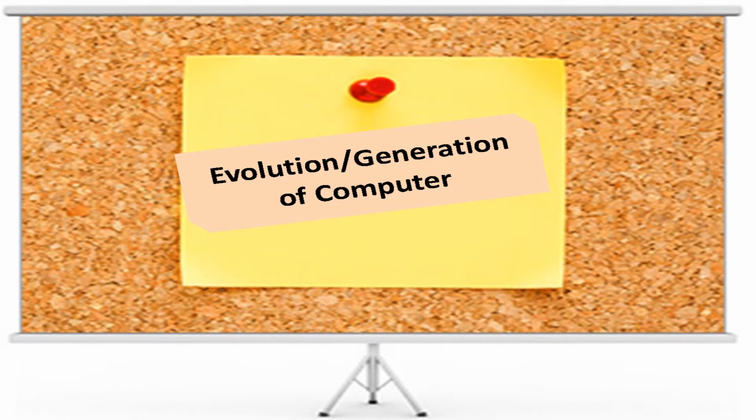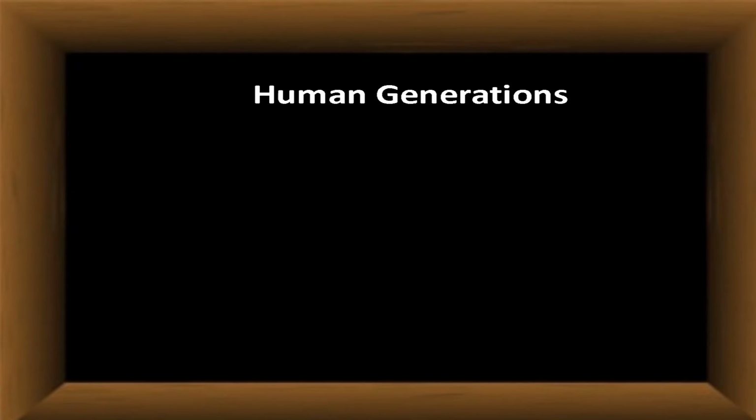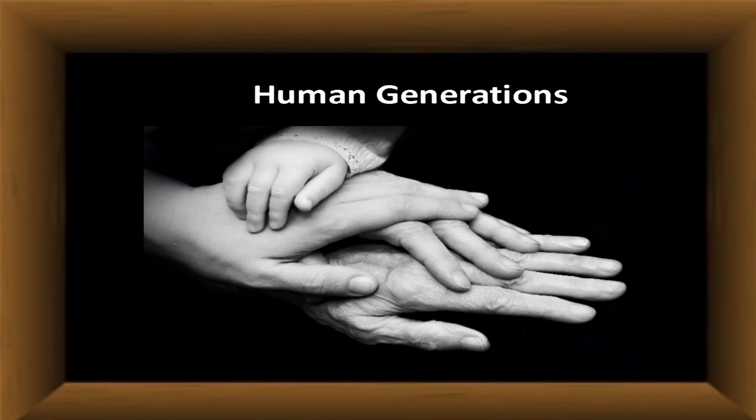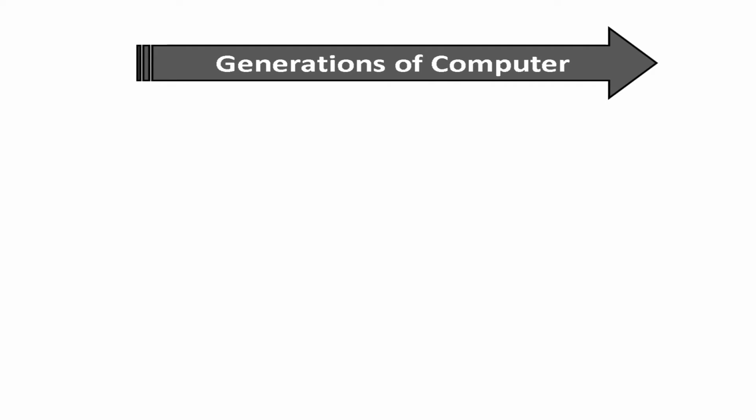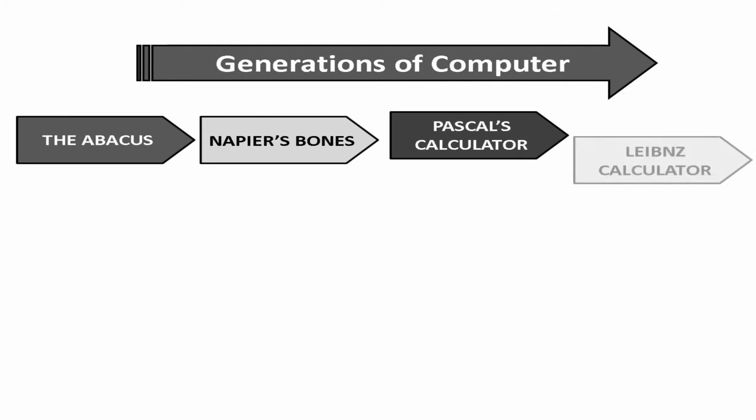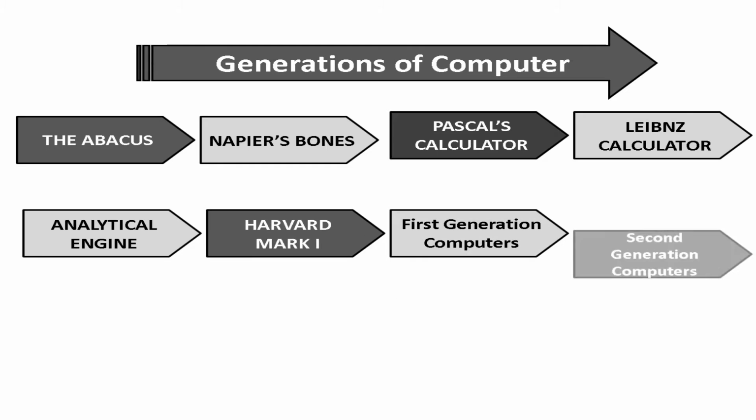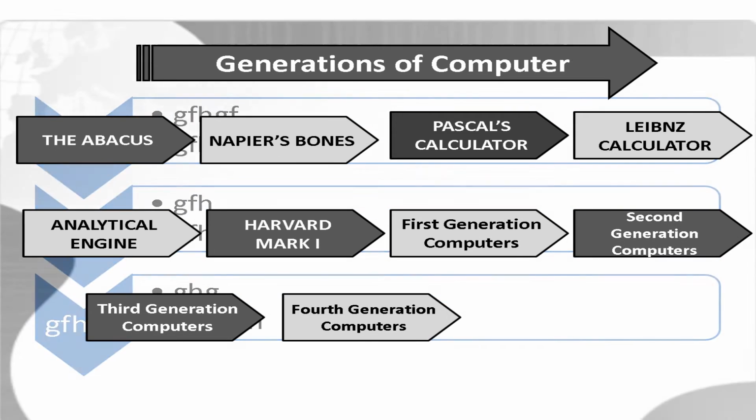Before moving on to this concept, let's talk about the generations of humans. It is a natural process that the new generation arises and the old one diminishes. Generations move from grandfather to father and to son, and so on. Similarly, computers also have different generations. Before moving further, let's have a look.